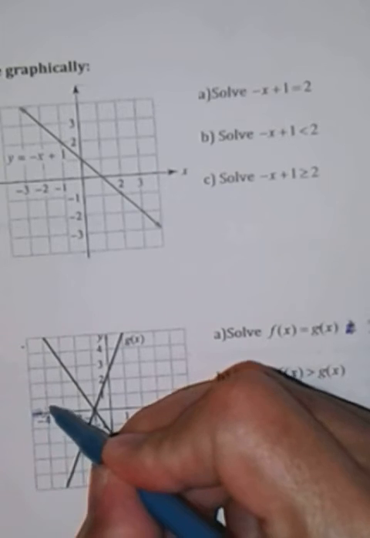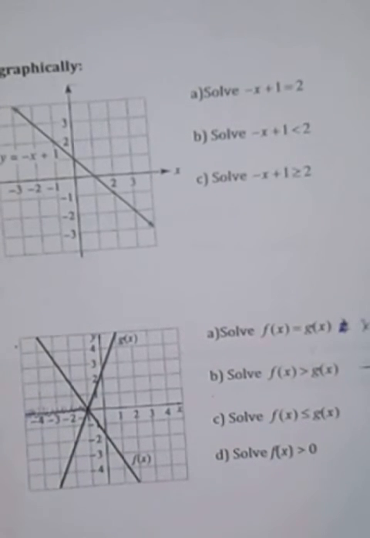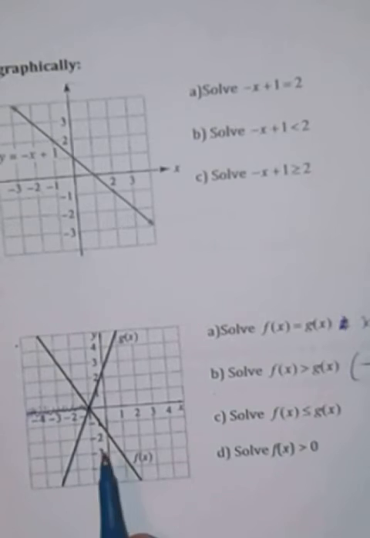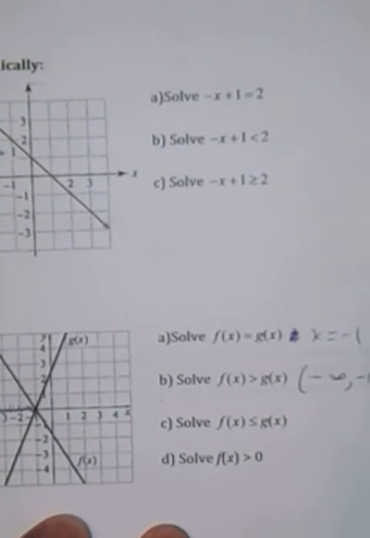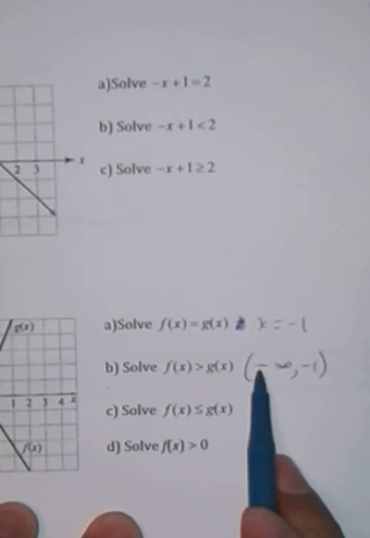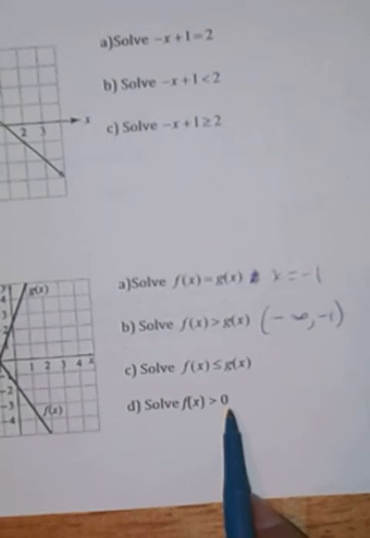I'm going to shade it where f is higher with blue. F is higher, all those values of x. So from negative infinity to negative 1. And it doesn't say to write interval notation. At negative 1 they're equal, so I can't include the negative 1. It doesn't say to write interval notation, so we could have answered x is less than negative 1. X is less than negative 1. Yeah? And they represent, of course, the same thing. Right? Okay. And we'll do the other two in class.